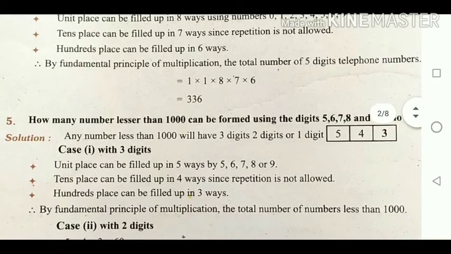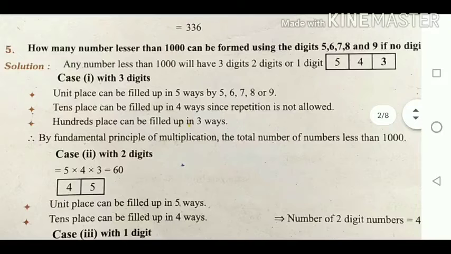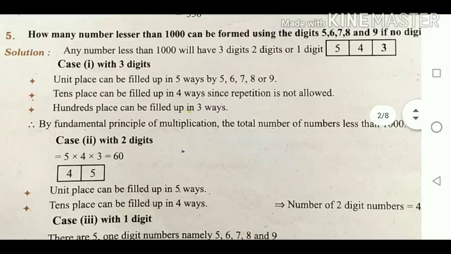Next we are going to see how many numbers less than 1000 can be formed using the digits 5, 6, 7, 8 and 9 if no digit is repeated. So how many numbers less than 1000 can be formed? Any number less than 1000 will have at most 3 digits, because 999 is a 3 digit number. So it may be a 3 digit number, or a 2 digit number, or a 1 digit number. That is, less than 1000 includes 1 digit numbers, 2 digit numbers and 3 digit numbers.